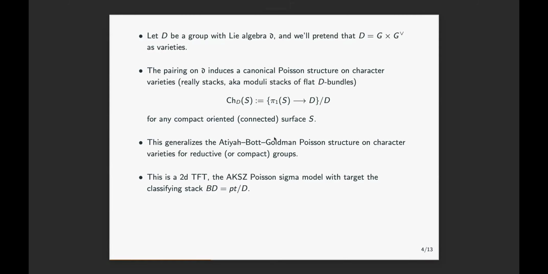And you should think of this as some version of the AKSZ Poisson sigma model, where you're looking at maps from your surfaces to the classifying stack, which is the quotient of a point by your group. And one of the important features of this is that it's actually a TFT, first of all, so there is a natural compatibility with gluing of surfaces. And this is where you really need the stacky version. It wouldn't be true for ordinary varieties, but it actually satisfies something slightly stronger than that. It's compatible with smooth embeddings of surfaces. And this turned out to be quite important.